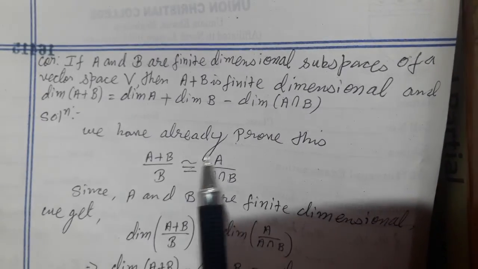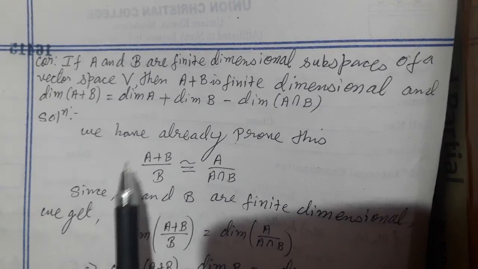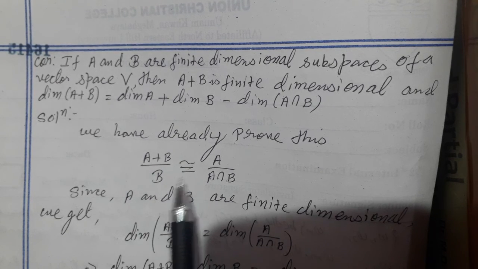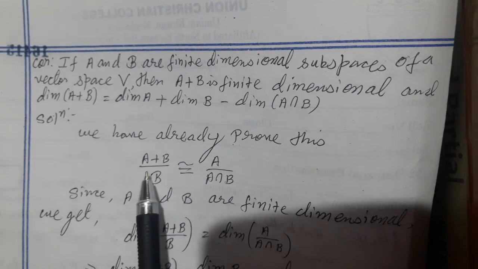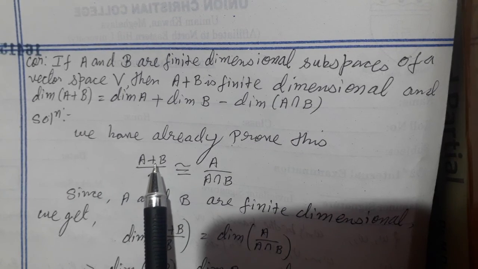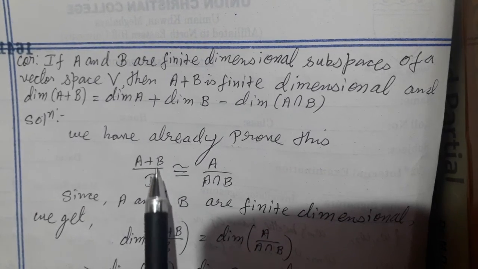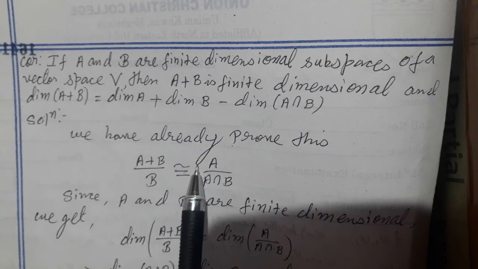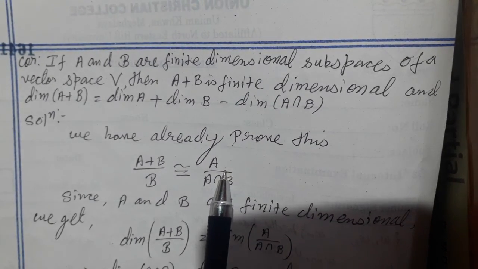I have already proved this in a previous video. I have already proved this isomorphism, that is, (A plus B) by B is isomorphic to A by (A intersection B). Now A and B are finite dimensional, so A plus B is also finite dimensional, as well as A intersection B. So this side is finite dimensional, so we can take the dimension of this. Since these two vector spaces are isomorphic, the dimension of this and the dimension of this will be the same.